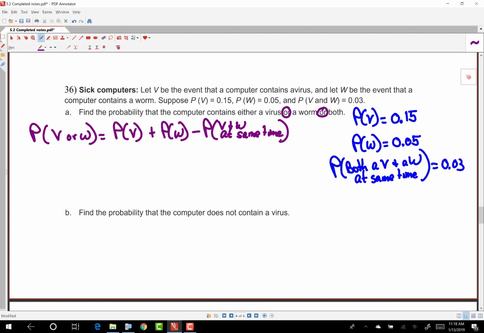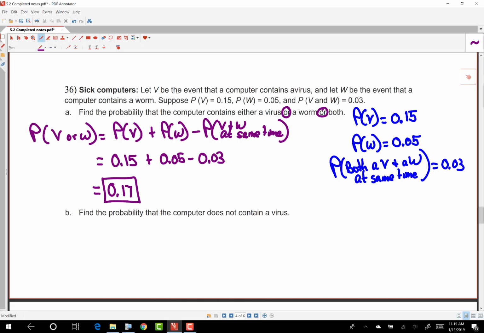Well, they gave us all of those values, so it's just a matter of plugging them into the general addition rule. The probability of a virus is 0.15 plus the probability of a worm is 0.05 minus the probability that the computer has both of them at the same time is 0.03. And so 0.15 plus 0.05 is 0.2, minus 0.03 is 0.17. So that's the probability that it has one or both of those problems.